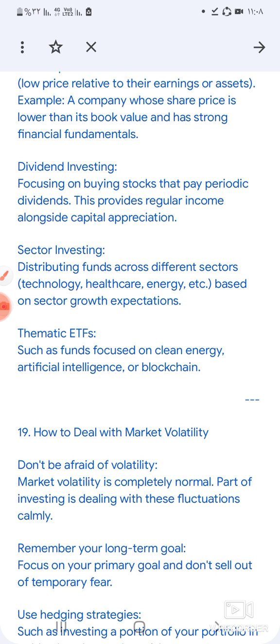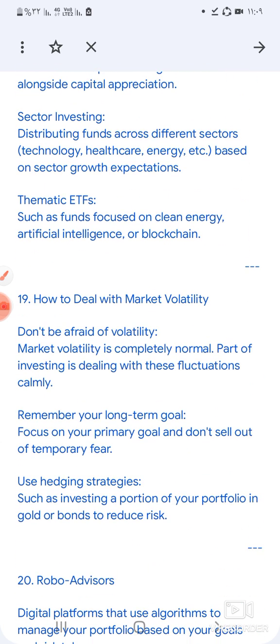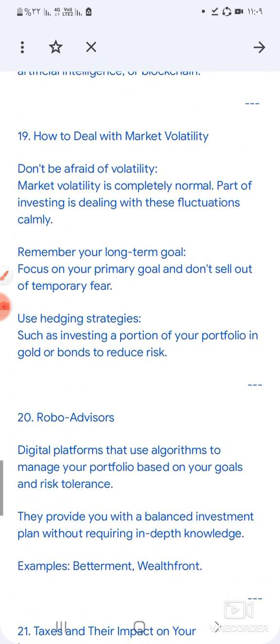20. Robo-advisors. Digital platforms that use algorithms to manage your portfolio based on your goals and risk tolerance. They provide you with a balanced investment plan without requiring in-depth knowledge. Examples: Betterment, Wealthfront. 21. Taxes and their impact on your investments.